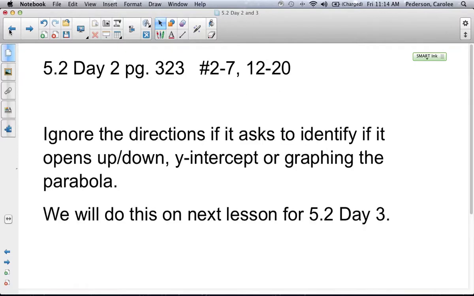Here is our homework, 5.2 day 2, page 323, problems 2 through 7 and 12 through 20. Please ignore the directions if it asks you to identify if it opens up or down, the y-intercept, or they ask you to graph it. We're going to cover those topics in the next lesson. So you're just focusing on the things that we learned today, converting to standard form, finding the axis of symmetry, and the vertex. And this will conclude our lesson.